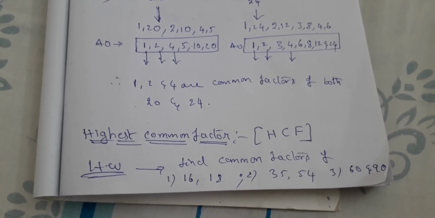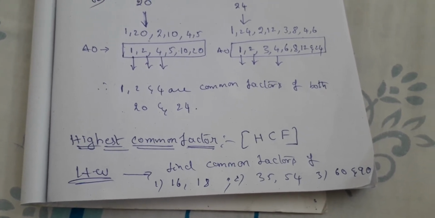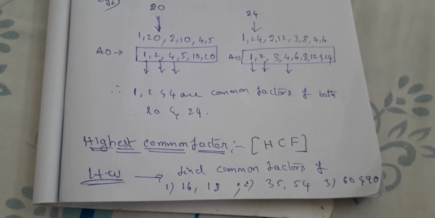Okay, what's the homework? You have to find the common factors of 16 and 18, 35 and 54, 60 and 90. Okay children?